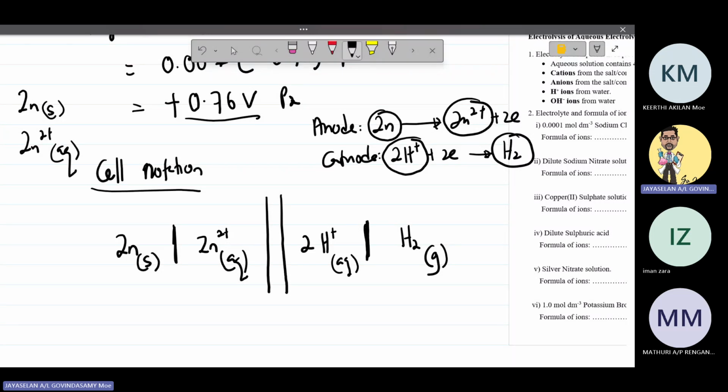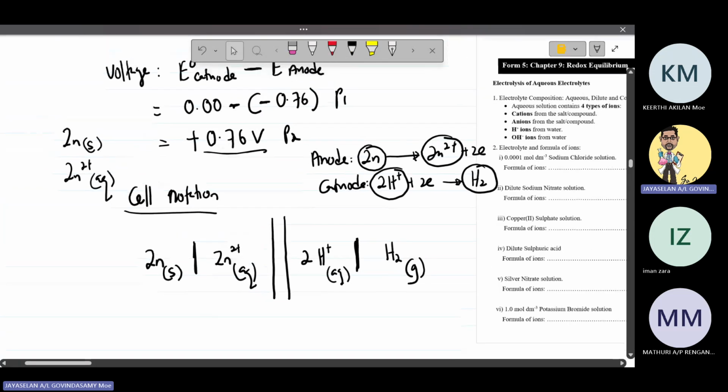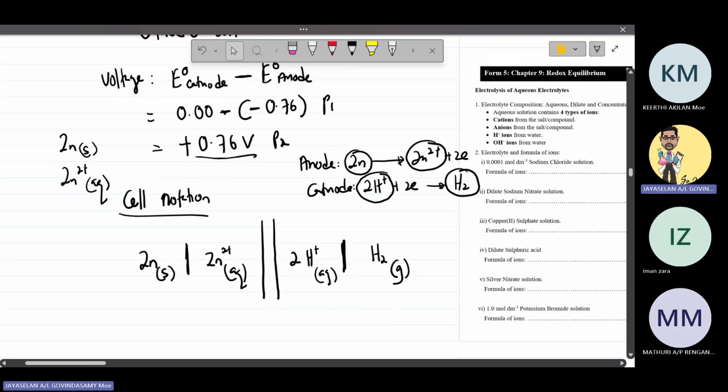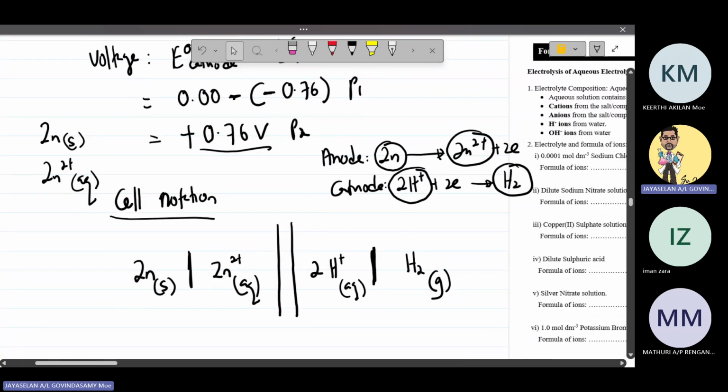So I have taught you the voltaic cell. I go for today's lesson. Today's lesson is the electrolytic cell. All of you understand? If we can continue, one person raise your hand.